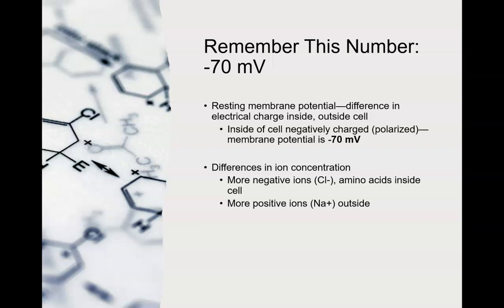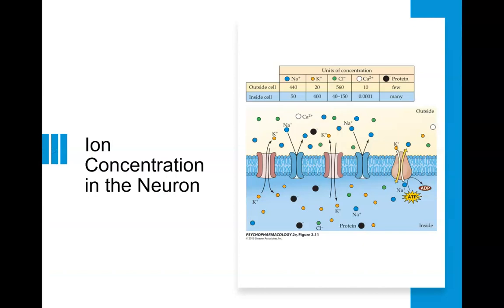The only one that this doesn't work for is sodium. Sodium has both its concentration gradient and electrostatic attraction wanting to force it inside, but the neuron is basically closed to sodium at rest. So here's a little bit more about the ion concentrations within the neuron.